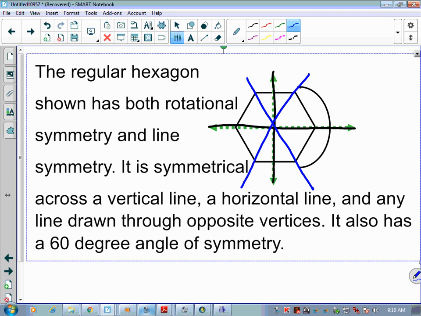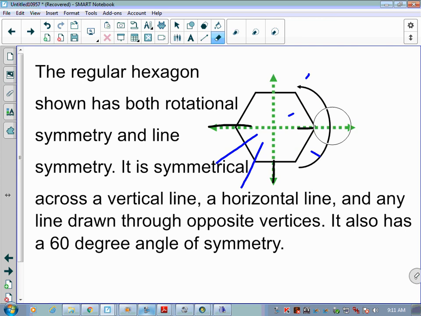4, 5, 6. So that's what we should find out about regular polygons, is that they're going to have the same number of lines of symmetry as they have sides. Okay? Does that make sense? So a regular hexagon will have 6 lines of symmetry. Okay? A regular triangle should have 3 lines of symmetry. A square should have 4 lines of symmetry, and so on. Okay? Pentagon 5, so on and so forth.